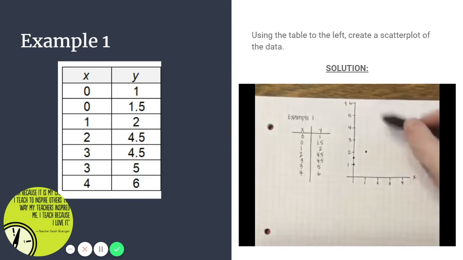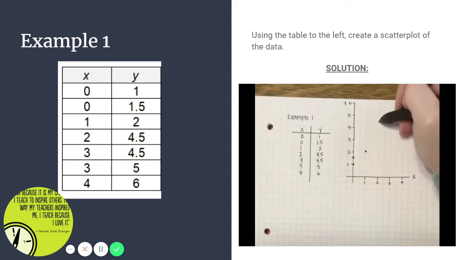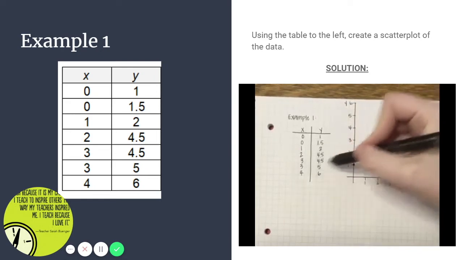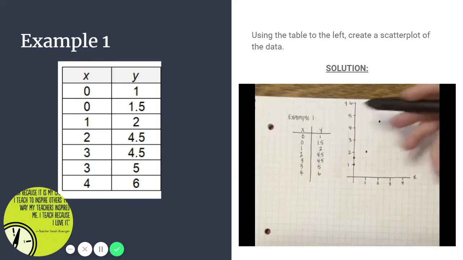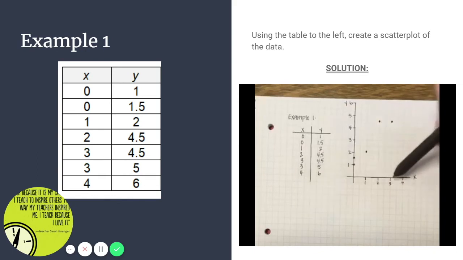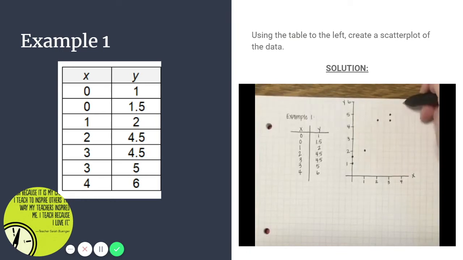Then I have 2 and 4.5, so over to 2, up to 4.5. 4.5 is just halfway in between 4 and 5, so it's going to be right here. I have 3 and 4.5, so they'll be close to each other on that same Y value. I then have 3 again and 5, so I'm going to be close to here. And then my last one is 4 and 6, so over to 4 and all the way up to 6 there.